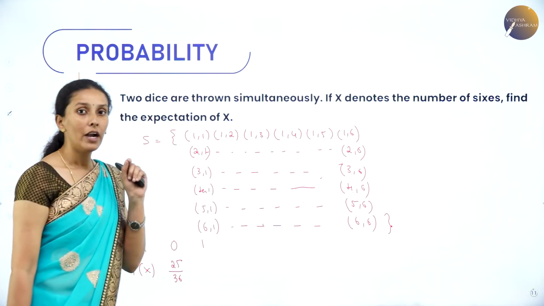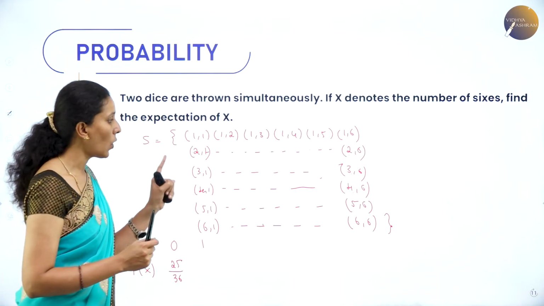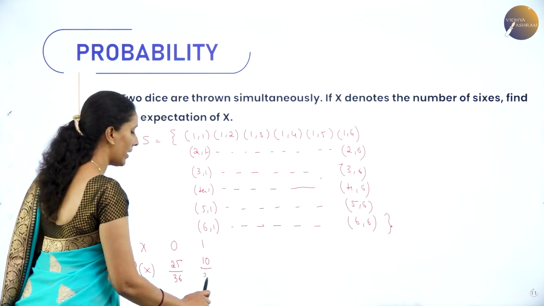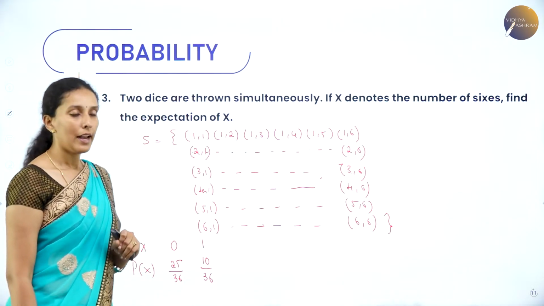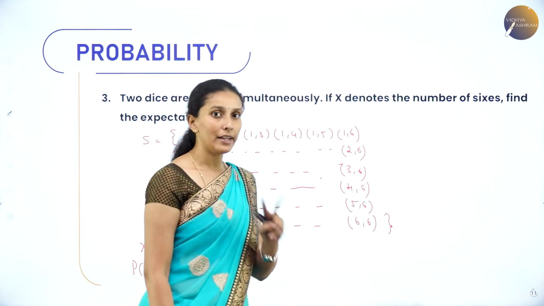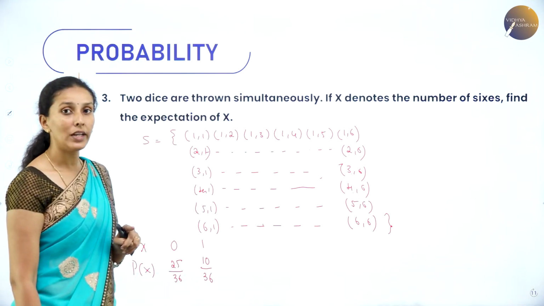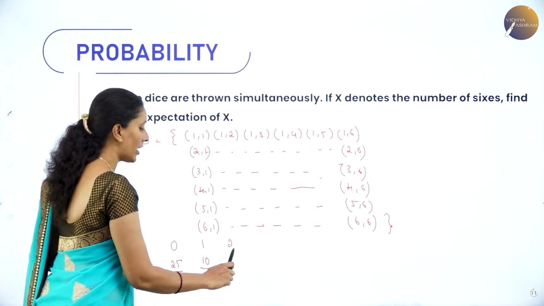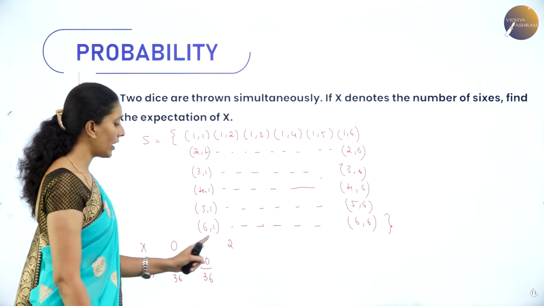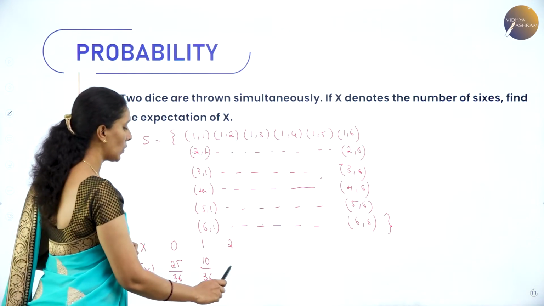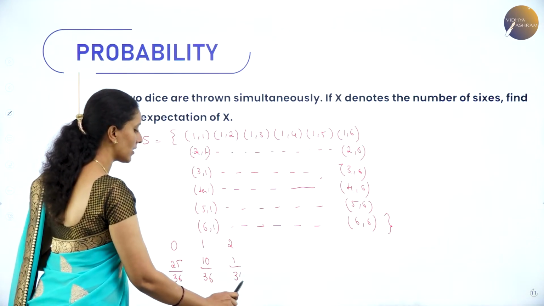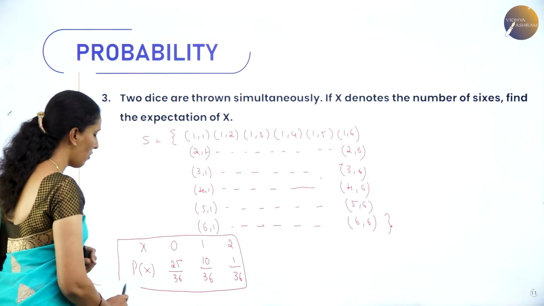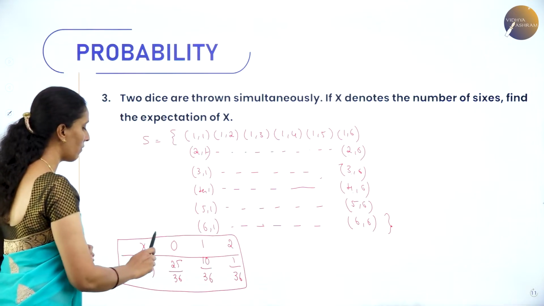So therefore, we have 10 outcomes which contain only one 6. So therefore, we have here 10 divided by 36. Next, how many outcomes contain two 6s here? That is only the last outcome, 6, 6. Therefore, the outcome for which the random variable is two 6s is only one outcome out of 36. So thus this will be my probability distribution table for the number of 6s when 2 dice are thrown.